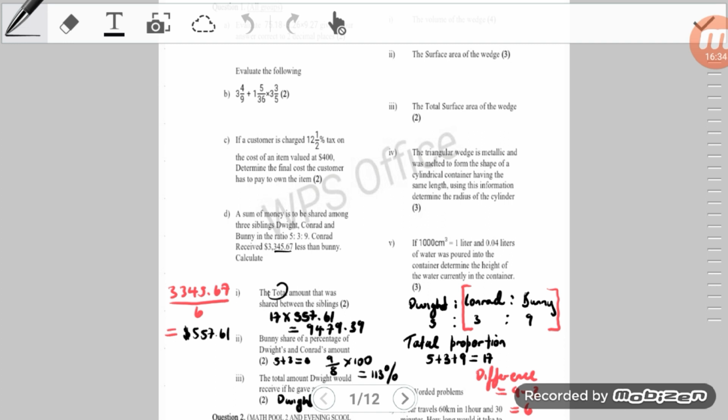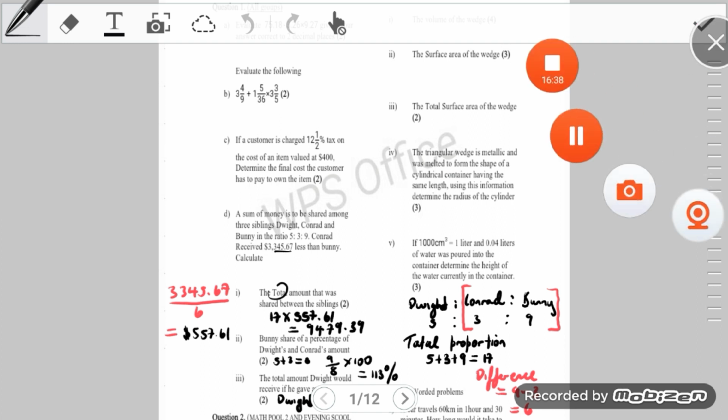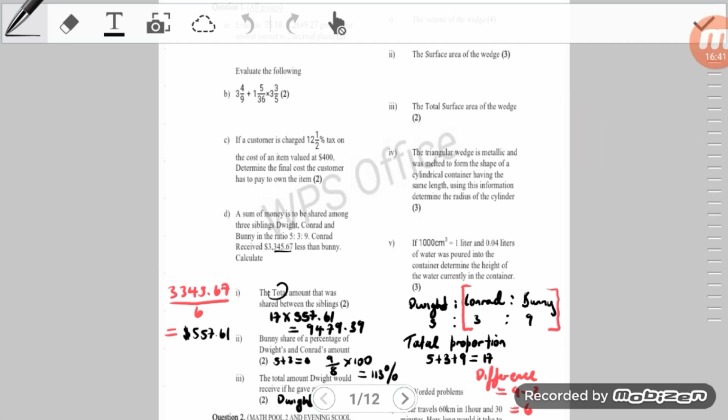All right, so we're going to be looking at part 4. In part 4 here, the triangular wedge is metallic and was melted to form the shape of a cylindrical container having the same length. Now, you are going to be using the information as given above, and of course, as it says here, it has the same length. You are to determine the radius of the cylinder. Challenging question, but it just requires a little bit of thinking.